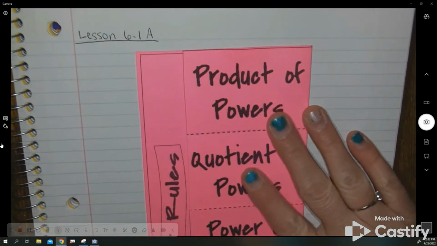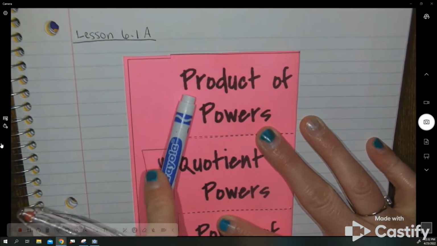This is lesson 6.1a. In lesson 6.1a, we're going to start out by talking about the rules for exponents. So we have our foldable here. The first rule that we're going to talk about is the product of powers. Remember that product means multiplication.